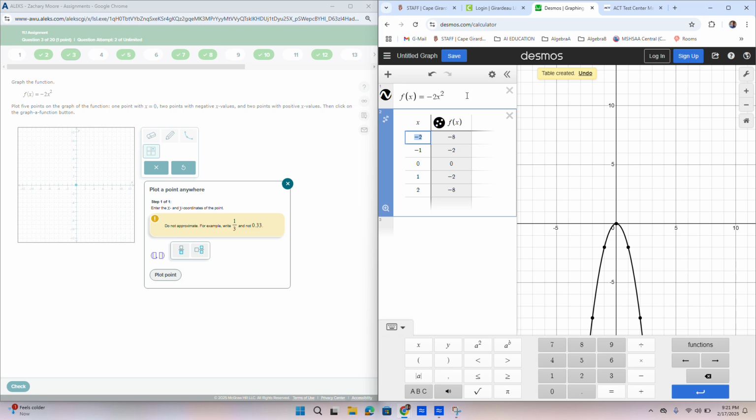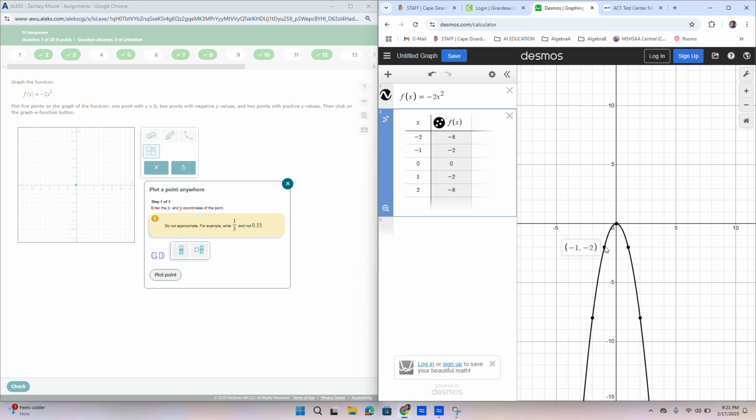And it tells us that we need 2 points with a negative x and 2 points with a positive x. So remember, your x-axis is right here. We need 2 points to the left and then 2 points to the right, because that's 2 points positive, 2 points negative. The first one, it doesn't matter which one you put in first. I'll click on this one first, but it's negative 1, negative 2. So you're going to type in negative 1, comma, negative 2, plot the point. The other negative is at negative 2, negative 8. So it's going to be negative 2, comma, negative 8, and then plot the point.